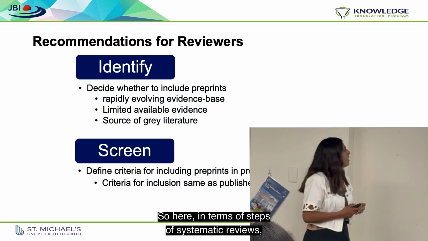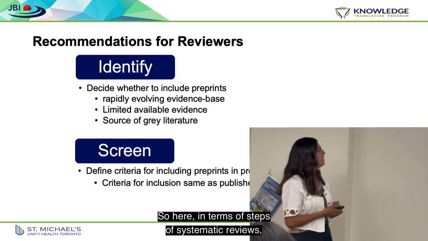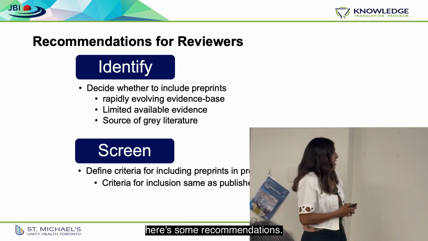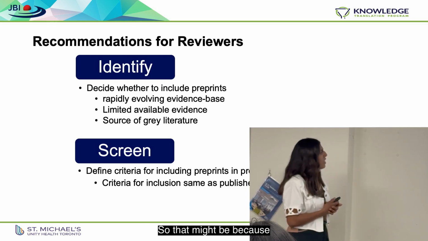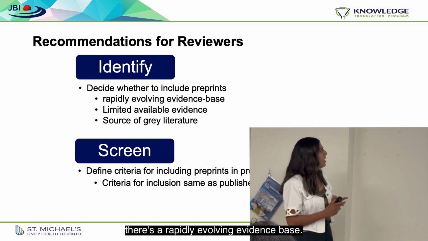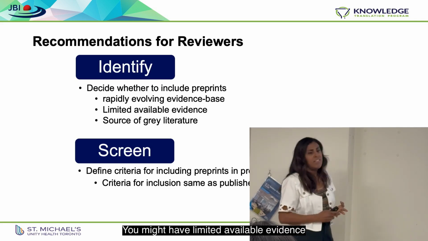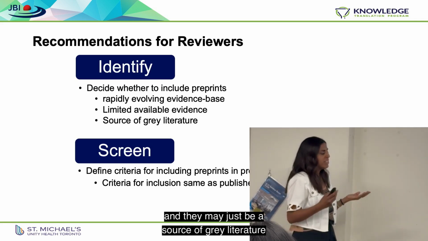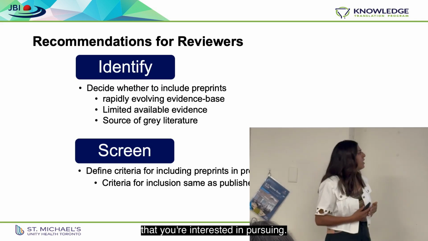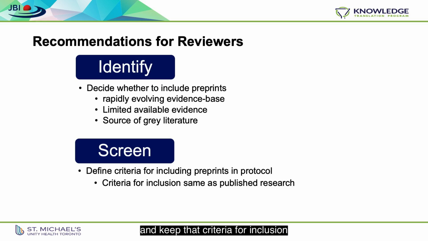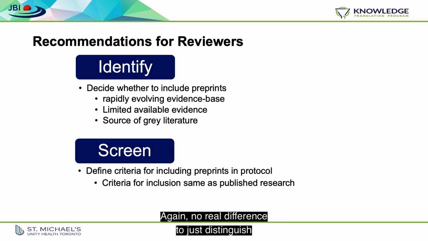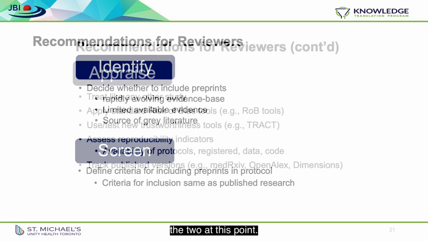So here, in terms of steps of systematic reviews, here are some recommendations. Identify: you decide at first whether or not to include preprints. That might be because there's a rapidly evolving evidence base, you might have limited available evidence, or they may just be a source of great literature that you're interested in pursuing. Screen: define criteria for preprints at the outset, and keep that criteria for inclusion the same as published research. Again, no real difference to distinguish the two at this point.